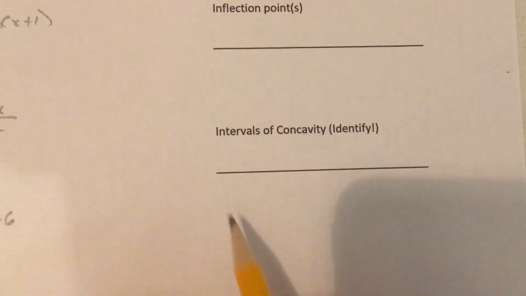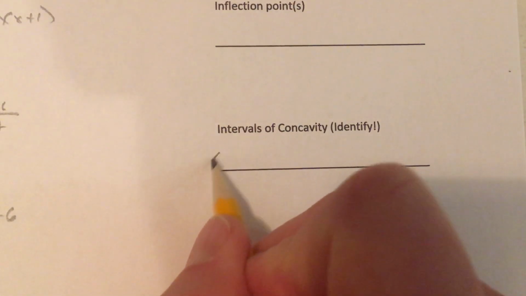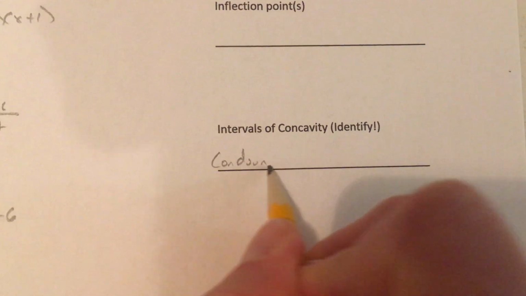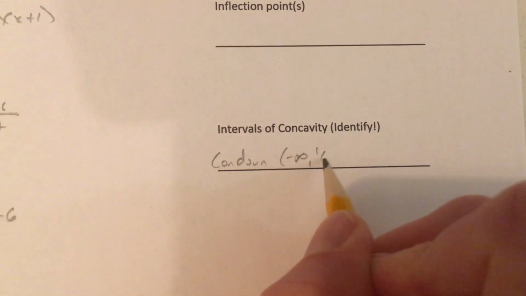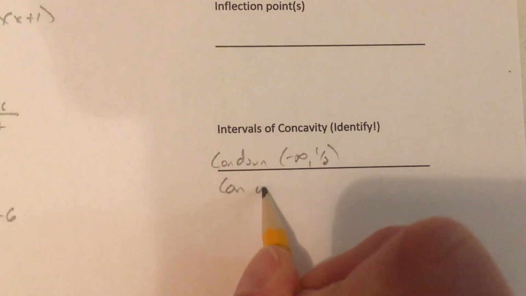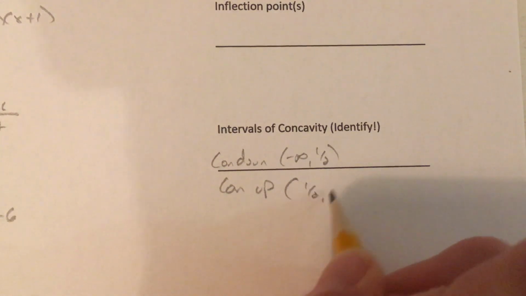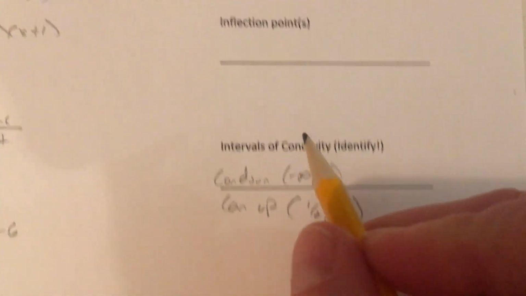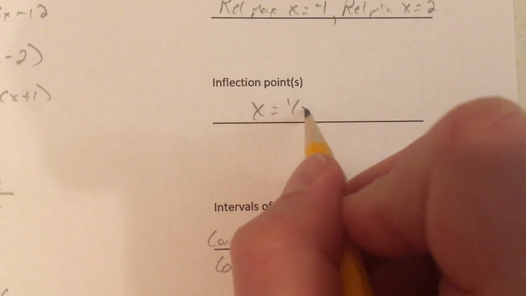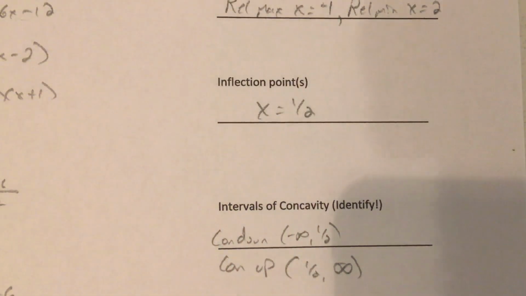So where are we concave? We are concave down from -infinity to 1/2. And we are concave up from 1/2 to positive infinity. And because we switch concavity, that means that x equal 1/2 is our inflection point. Okay. So that one's pretty straightforward. Hopefully that felt pretty easy.